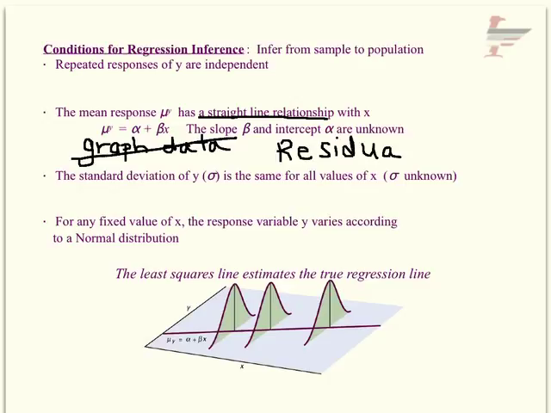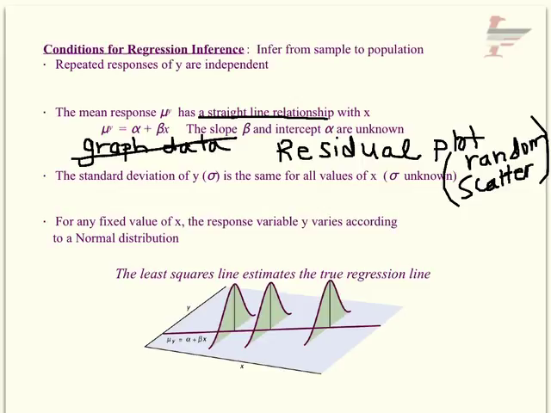If you haven't watched the first video, I walked through how to make a residual plot, so you should watch that because I'm not going to talk about it again. But you check the residual plot, and of course your residual plot should show a random scatter. If it shows a random scatter, then you know that your relationship is a straight line relationship.